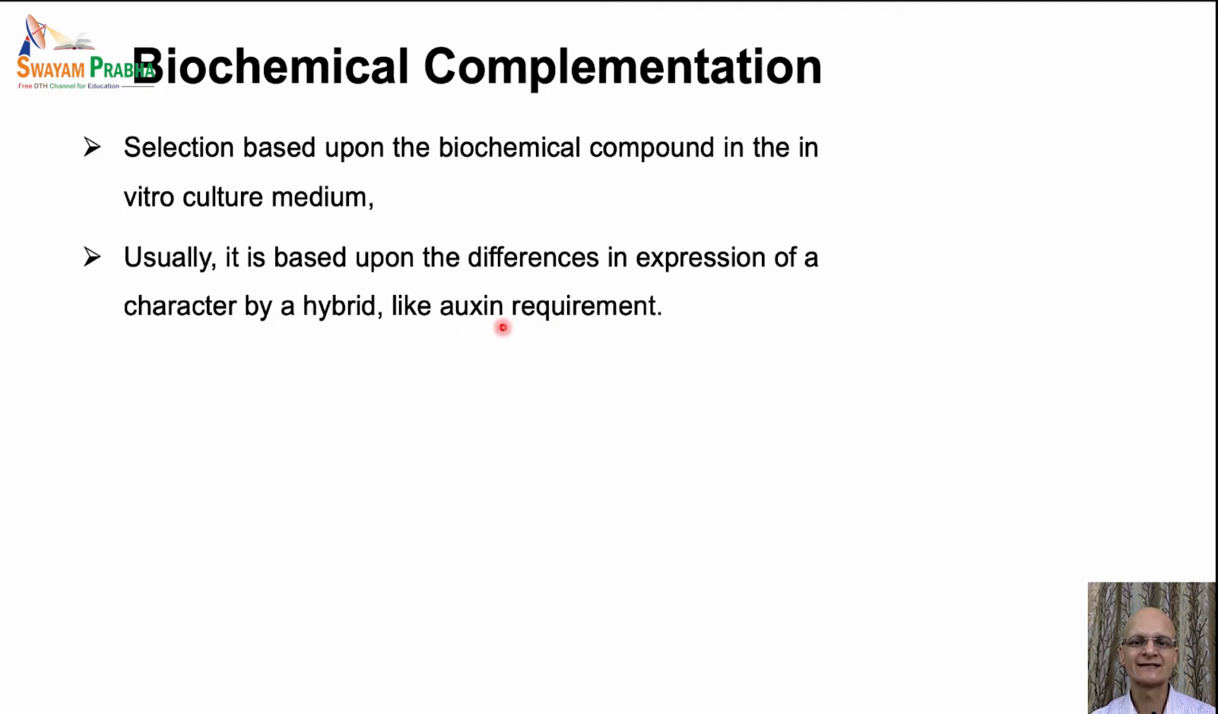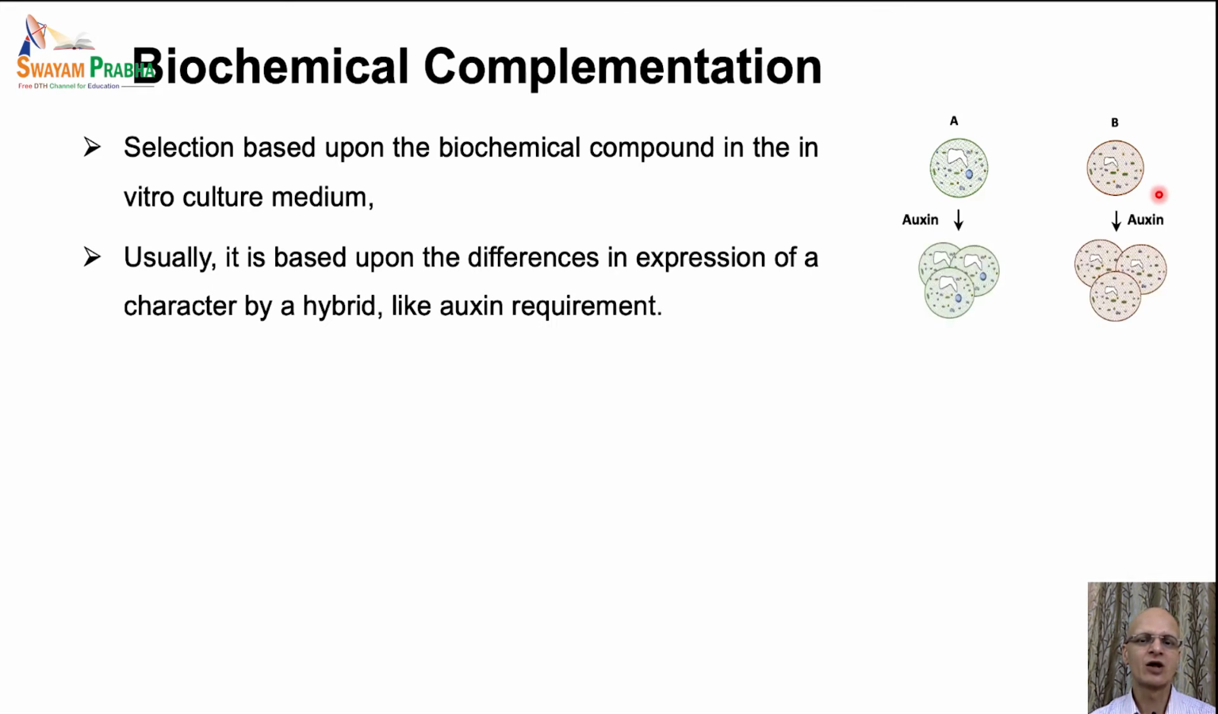Like the auxin sensitivity. It has been observed that in some plant species like the legumes, the protoplasts are unable to proliferate on the auxin-free medium. Here are two protoplasts from the legume species where auxins are required for the proliferation. That means in order to multiply these protoplasts, exogenous supply of the auxins would be required, and if these are cultured on the auxin-free media, they will simply not grow.